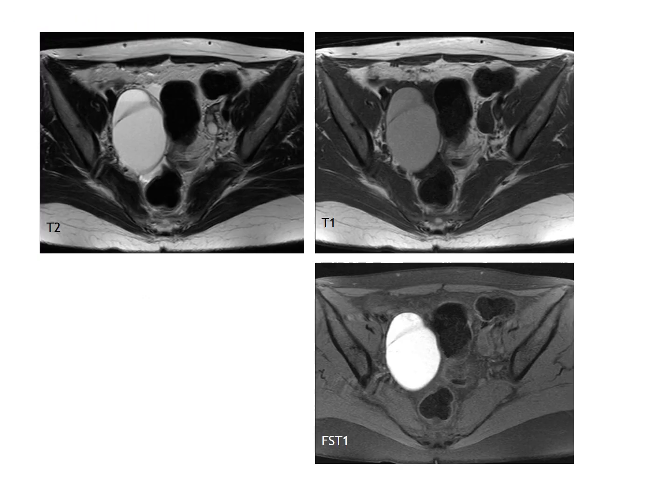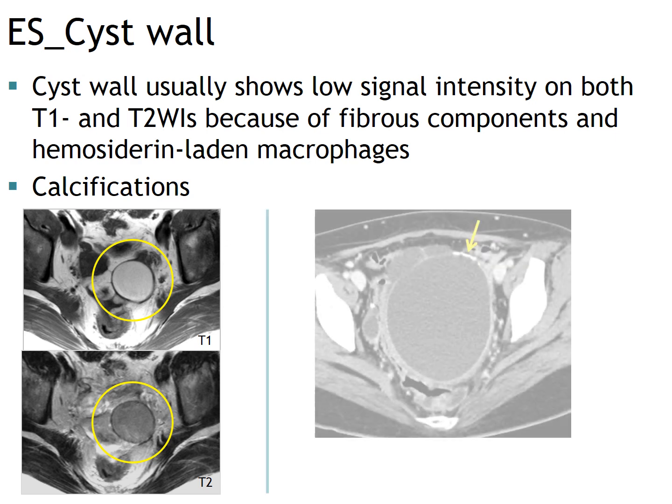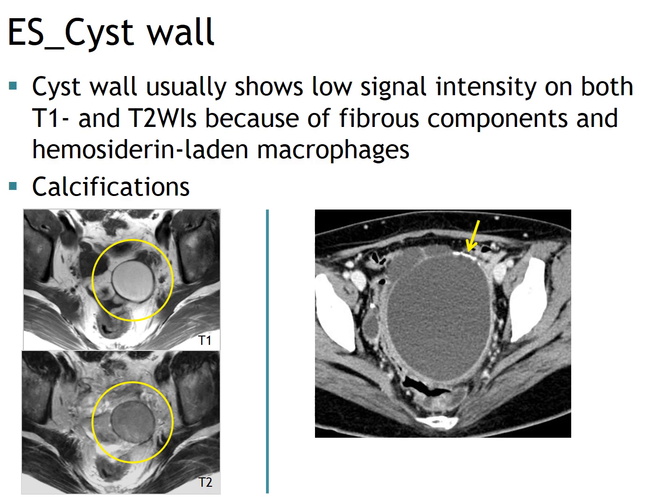We may see cases of endometriosis without T2 shading, like this case. T2, T1, fat suppressed T1 weighted images. We do not see a finding of shading in T2 weighted image. Cyst wall of endometrioma usually shows low signal intensity on both T1 and T2 weighted images because of fibrous components and hemosiderin-laden macrophages. Sometimes we may see wall calcifications.